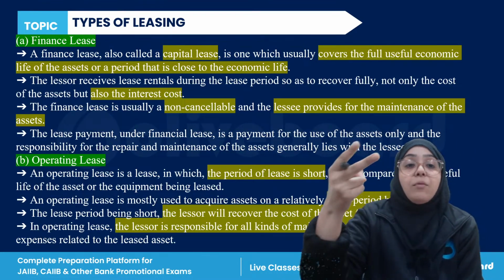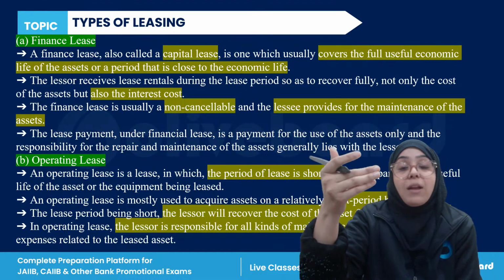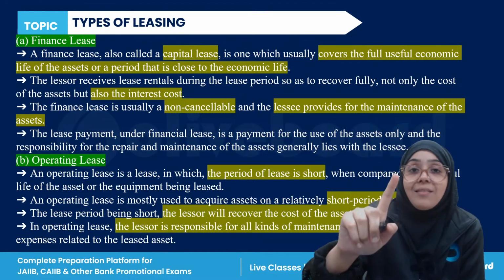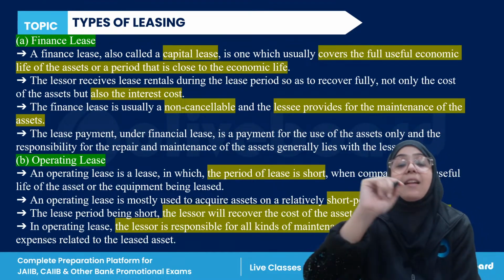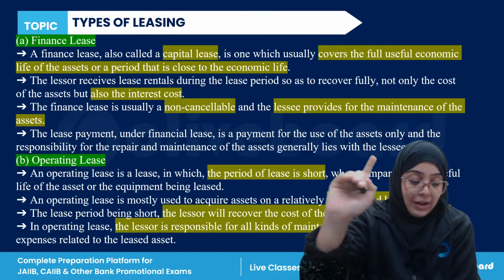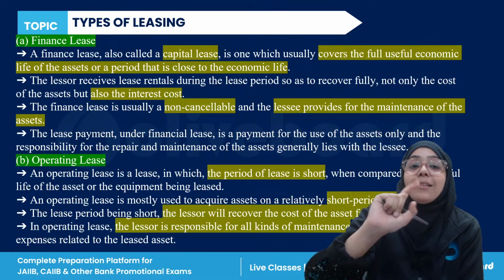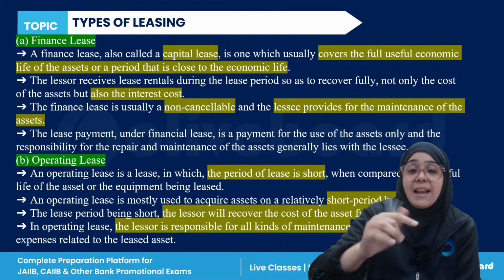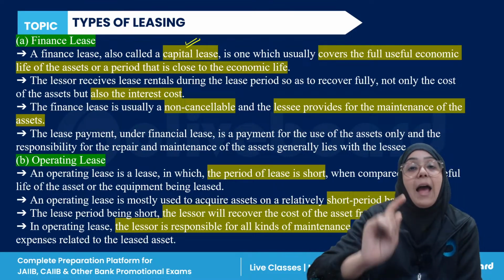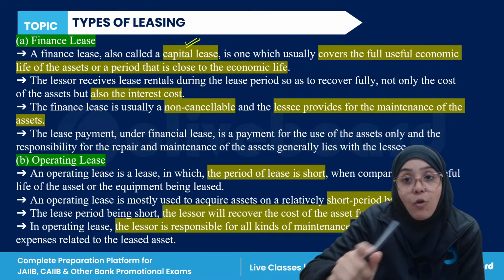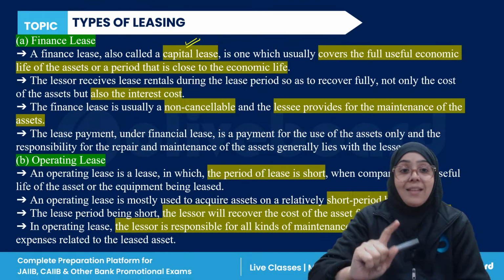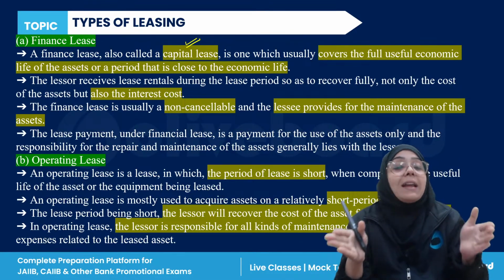Now, there are two types of lease financing. We are talking about the two most important types of lease financing. First is the finance lease and second is the operating lease. Very important. You have to understand this. First, the finance lease. Finance lease is also known as capital lease. Finance lease is when the asset is given for the full economic life of that asset. This is a very long leasing system.